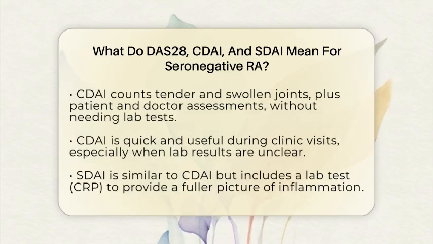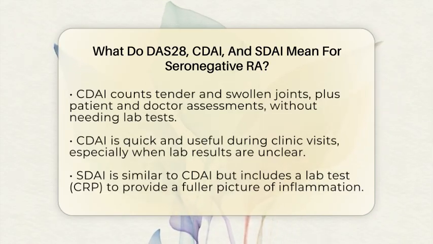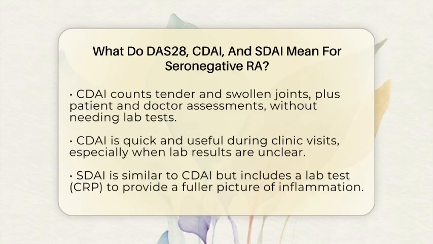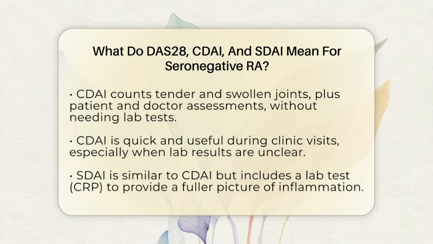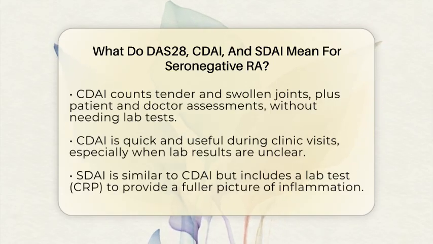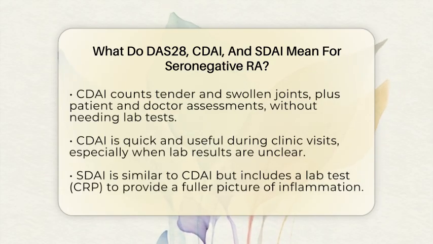CDAI, or Clinical Disease Activity Index, also counts tender and swollen joints out of the same 28 joints. But it does not include any lab tests. Instead, it adds the patient's own assessment of their disease and the doctor's evaluation. This makes CDAI a quick and straightforward tool that can be used right during a clinic visit without waiting for lab results. It's especially useful in seronegative RA because it focuses solely on clinical signs and patient feelings, which can sometimes be more reliable when lab markers are less clear.